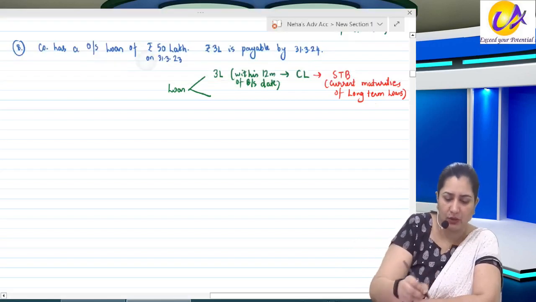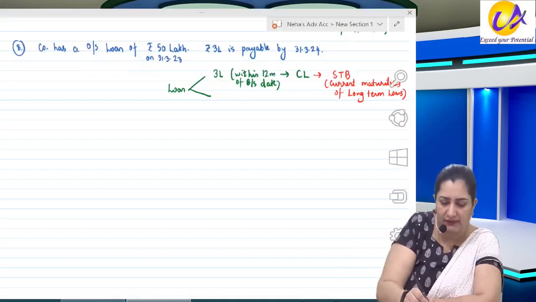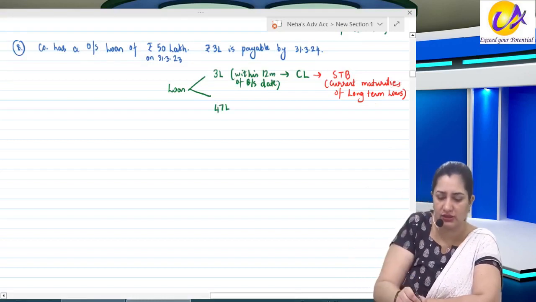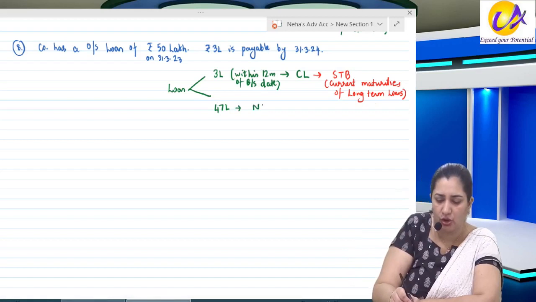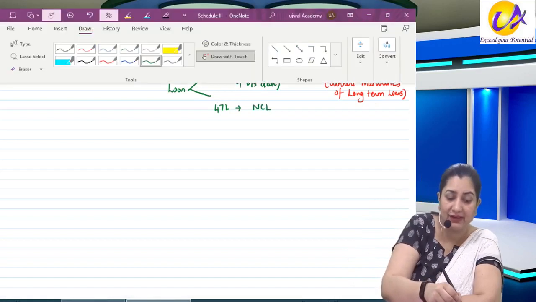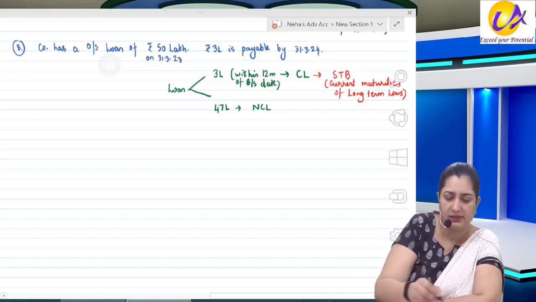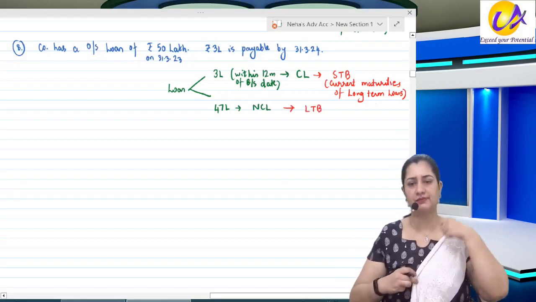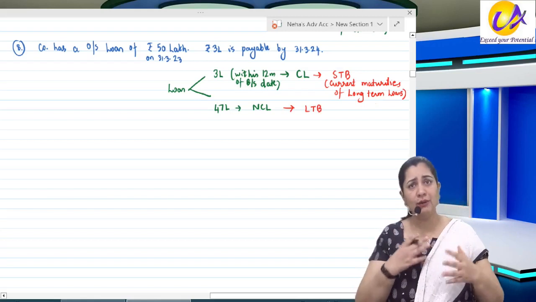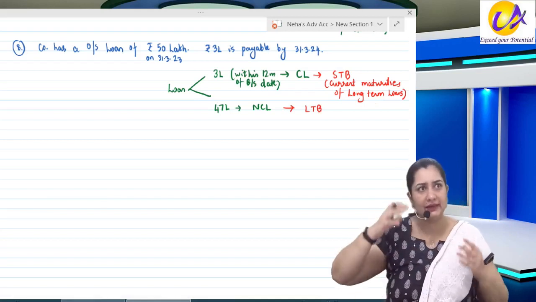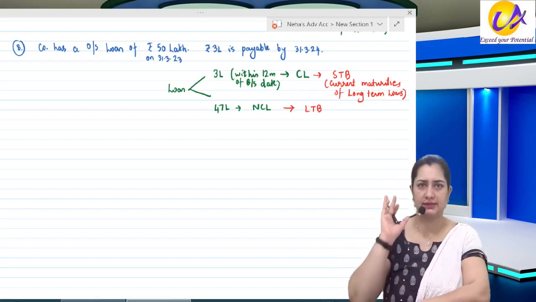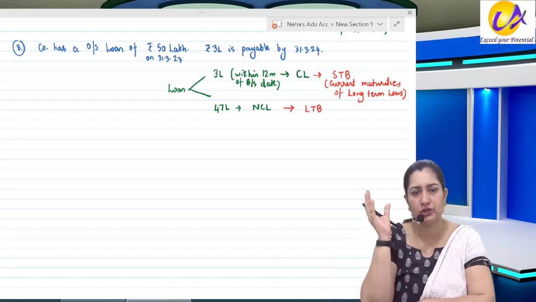And the remaining amount: total 50 lakh, out of that 3 lakh is current, so the remaining 47 lakh will come under non-current liabilities. But where under non-current liabilities? It will come under long-term borrowings. Now I'm not just saying current or non-current, I'm taking one step ahead: where under that. This is how we will be showing this. I hope you understood this.